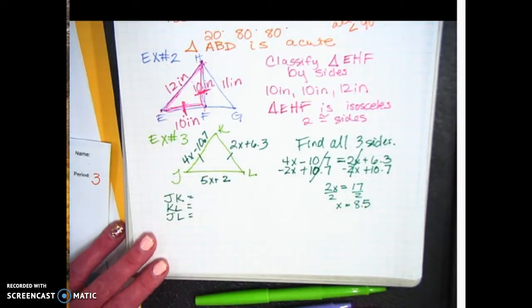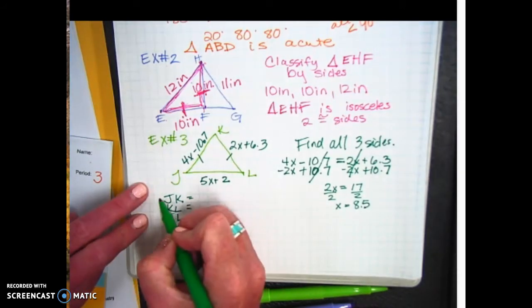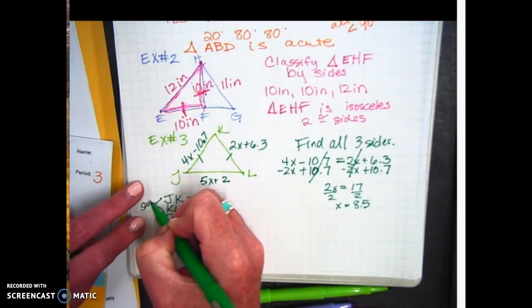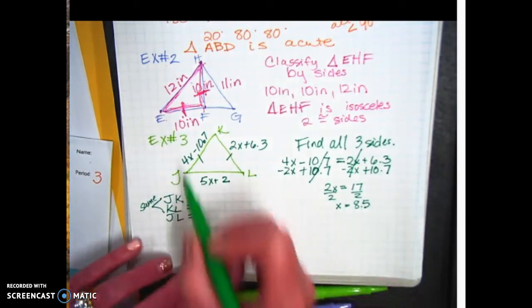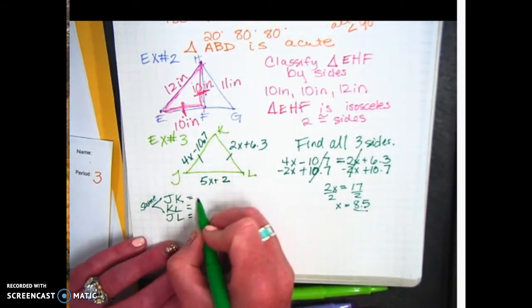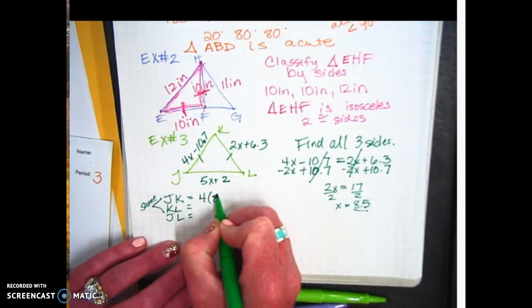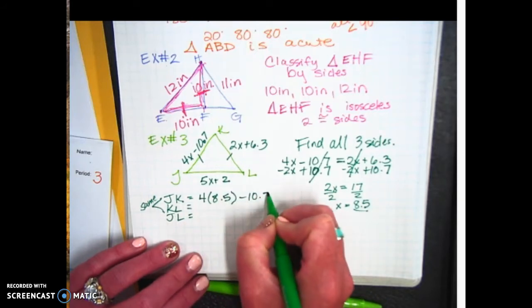Do I really need to do all 3 sides? No, because these 2 are the same. So if I get one of them, I've got the other. So pick whichever one looks easier. They both look about the same to me, so I'm going to do JK. I'm going to plug in 8.5 right here for x. So I'm going to have 4 times 8.5 minus 10.7.